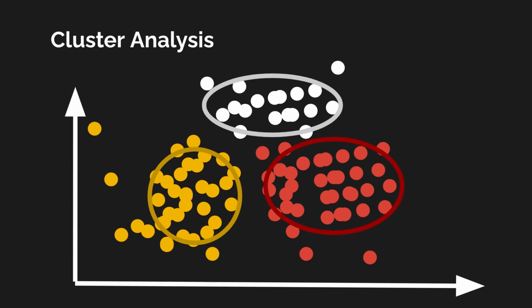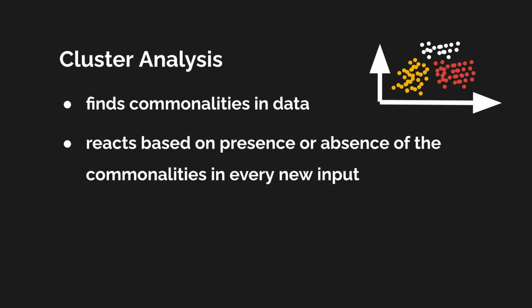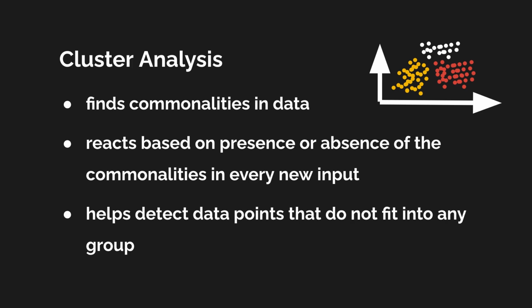Then, next up, the second part of our unsupervised learning is cluster analysis. So let's talk about what cluster analysis is. We use cluster analysis to find commonalities in data. It will react based on the presence or absence of commonalities in every new input. So back to my example of cat versus dog, the model is going to react to the presence or absence of commonalities to a cat or a dog. So we'll look for commonalities in cats and commonalities in dogs. This way it will help detect data points that do not fit into any group.